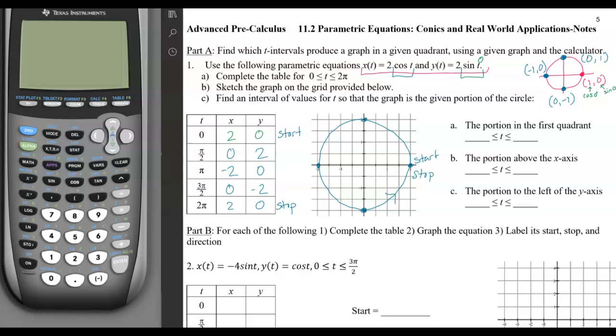And then also just super quickly, for what portion of t gives us the first quadrant? What t values give us the first quadrant of this circle?